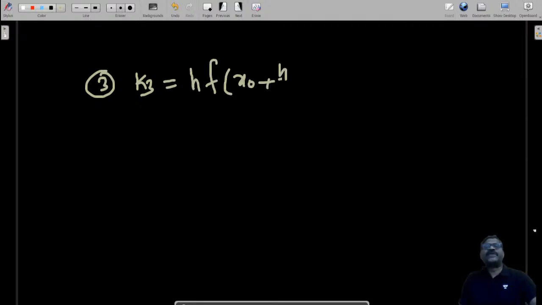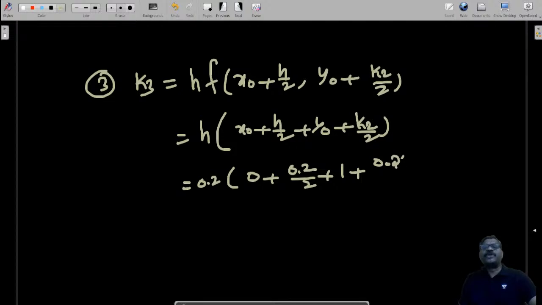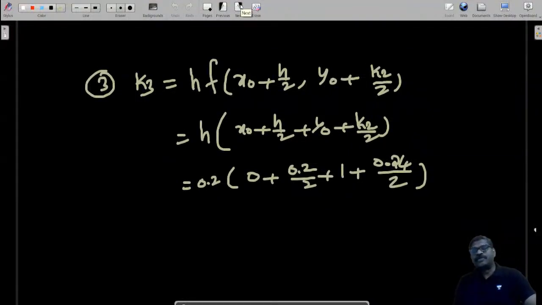Next, step 3, K3 is h of function of x naught plus h by 2 comma y naught plus k2 by 2. h is 0.2, x naught 0, 0.2 by 2, y naught 1, k2 is 0.24 by 2, that is 0.12, 0.12 plus 0.1, 0.22, 1.22, 1.22 into 0.2, 0.244.